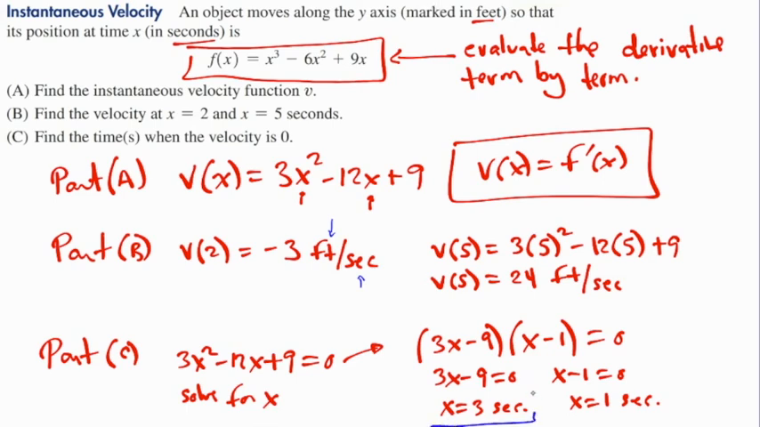And if you plug in either of these values into our velocity function, then we should end up with 0. So let's try it. If I plug in 3, I get 3 squared is 9, times 3 is 27, and 12 times 3 is 36. So 27 minus 36 is negative 9, plus 9 will give us 0. So that is one location where the tangent line is horizontal. And if we plug in 1, we get 3 minus 12 plus 9, which gives us 0. So those two answers give us the locations where the tangent line is horizontal, meaning the velocity is 0.